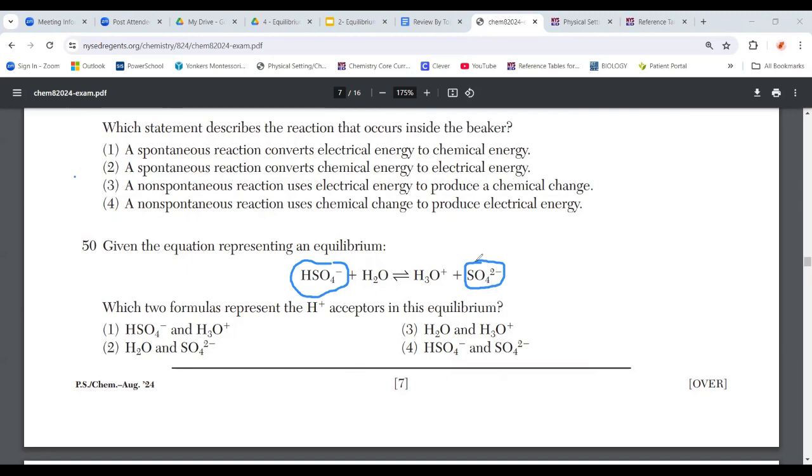In Bronsted-Lowry, if you give up your hydrogen, the other word for hydrogen is a proton. If you're the person who gives up your proton, you are the acid. Okay. So who are the people who are giving up? HSO4 is giving up.